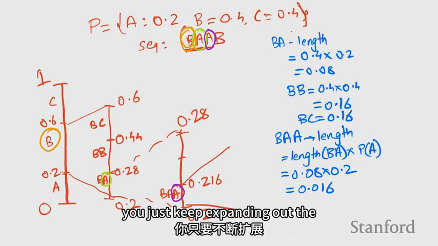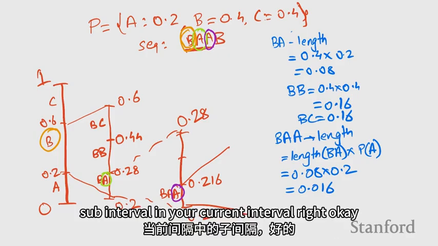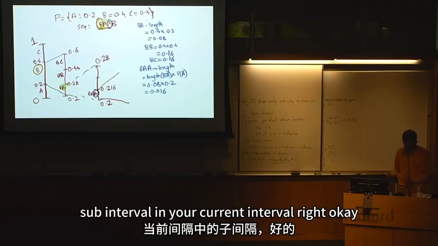You just keep expanding out as you get each symbol, you expand out a particular sub-interval in your current interval, right? Okay.